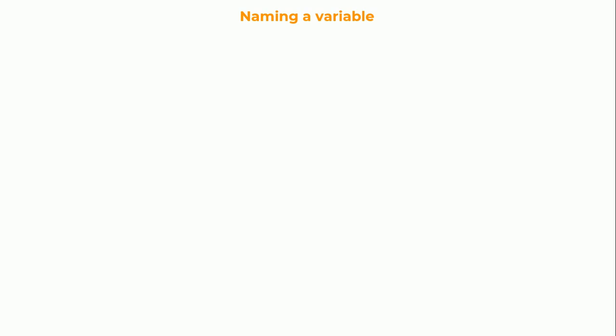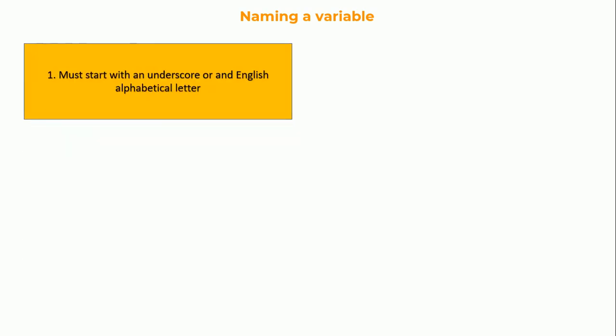All right, so in the programming sense, we have a way of naming a variable. When I talk about naming a variable, I mean the labels on top of the containers that will be storing our values inside. So the first rule for naming a variable is that a variable name must not begin with any other thing except the one you see on the screen, which is either it starts with an underscore or an English alphabetical letter.